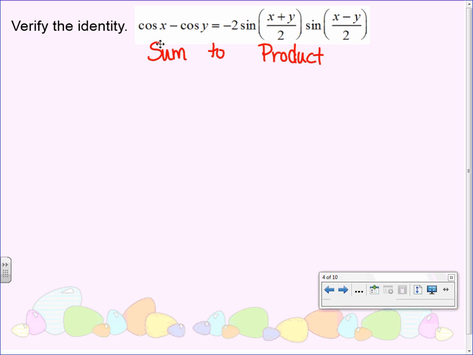So I'm going to deal with the right side here. I'm going to bring down my equals. I'm going to bring down my negative 2. Those are just going to hang out front for the whole thing. I'm going to make a giant bracket, this guy and this guy. Everybody agree it's a product? Two sines multiplied together? Okay, so we're going to use the sine x, sine y identity that's on your sheet.